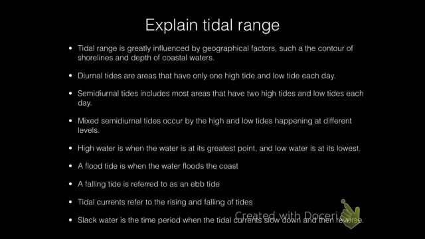Explain tidal range. Tidal range is greatly influenced by geographical factors, such as the contour of shorelines and depth of coastal waters. Diurnal tides are areas that have only one high tide and low tide each day. Semi-diurnal tides include most areas that have two high tides and low tides each day. Mixed semi-diurnal tides occur when the high and low tides happen at different levels.